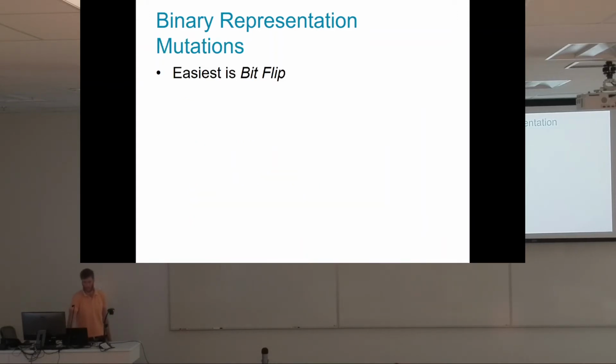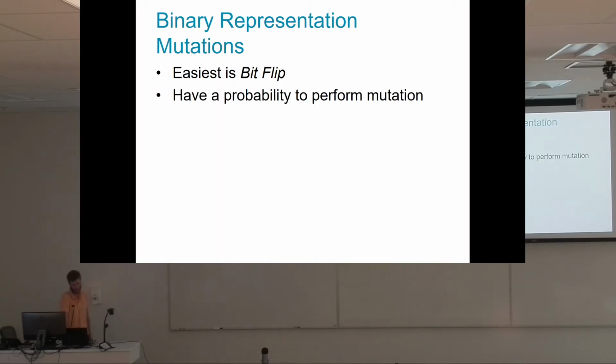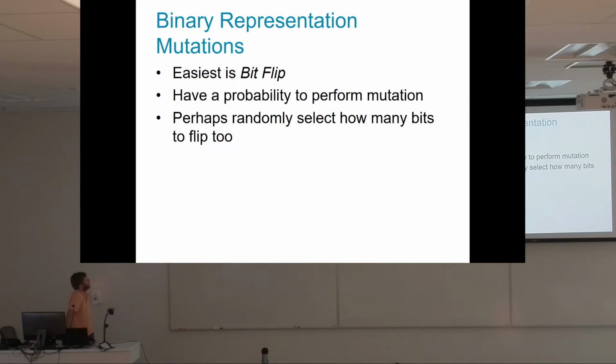So, a good mutation when you have a binary string is bit flip. It's easy, it's pretty standard. If it's a 0, make it a 1. If it's a 1, make it a 0. You could have a probability to perform mutation like we did, like a 10% chance, whatever. Perhaps randomly select how many bits to flip. Maybe instead of just 1 bit, we'll say flip somewhere between 0 and 5 bits. We could do that, there's nothing stopping us. Sky's the limit, right? Remember, all of this is just the high-level framework. How you implement it, whatever you want. Get creative.